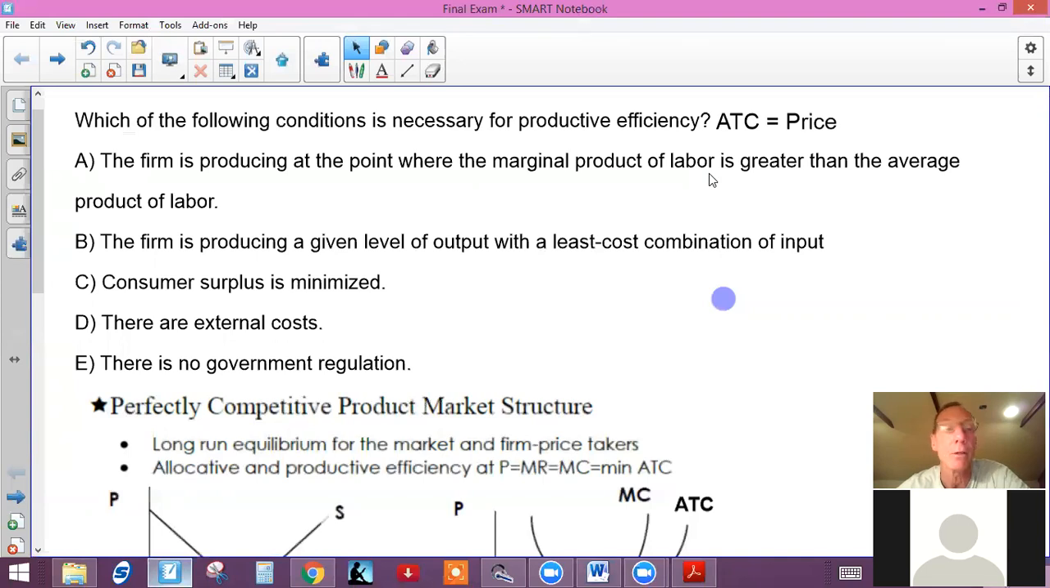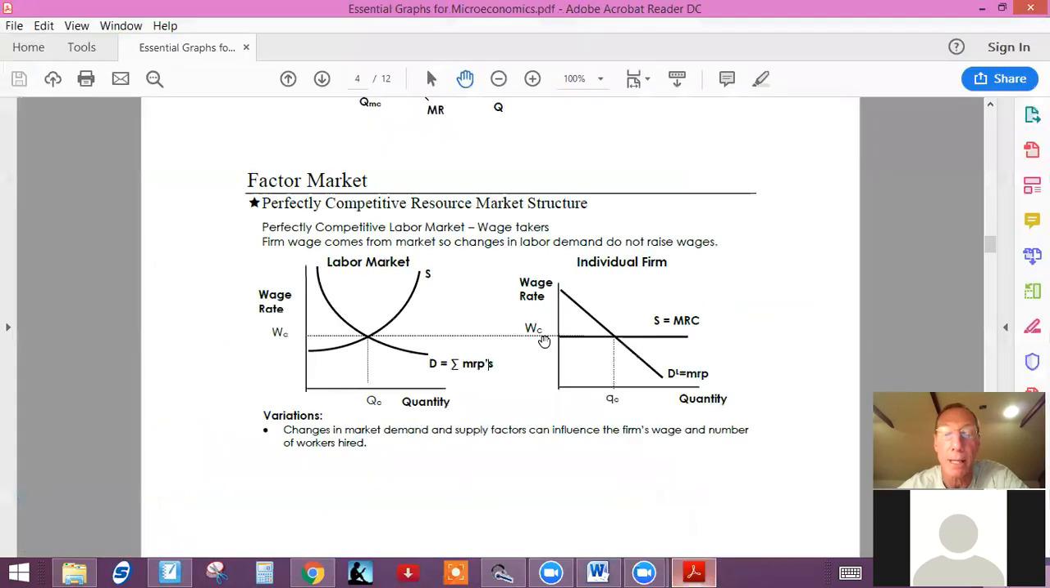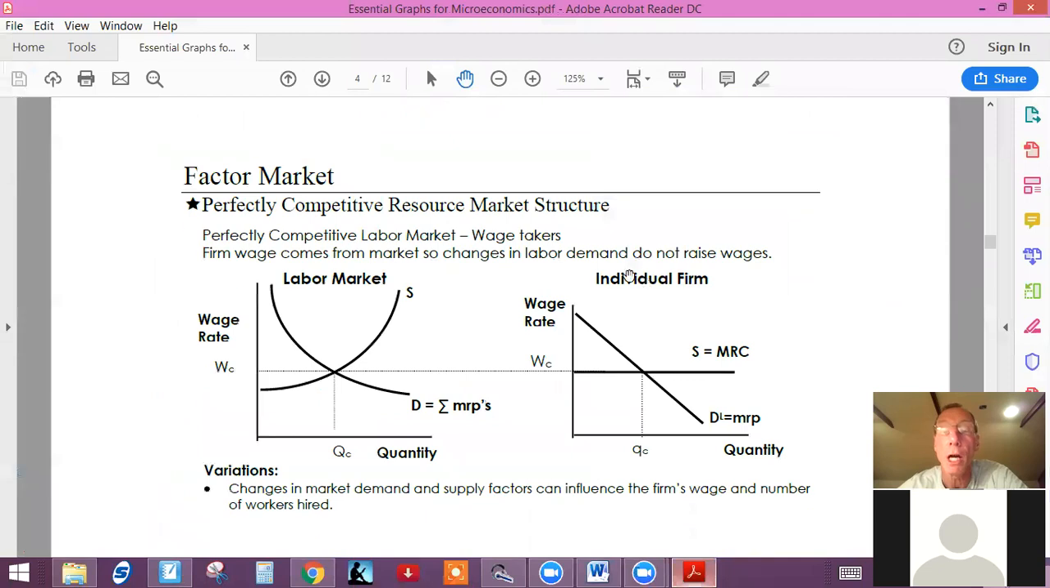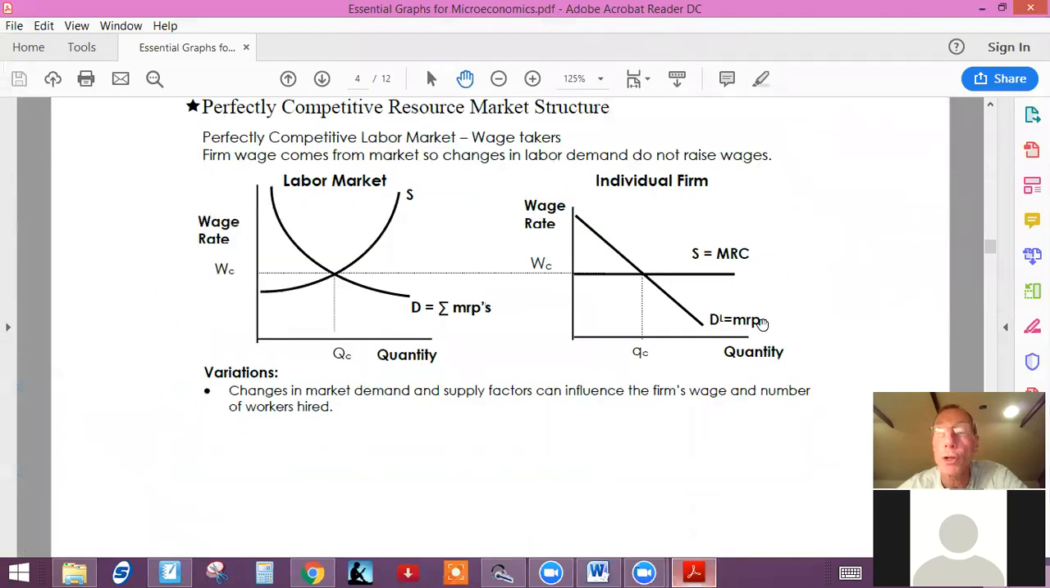And one of the things that you want to look at is that a firm is going to hire labor up to a point where the marginal revenue product of labor equals the marginal revenue cost. Nothing about average, right? Then you can take that one step further and ask, what is the difference between marginal product and marginal revenue product? Well, marginal revenue product is marginal product times the price.